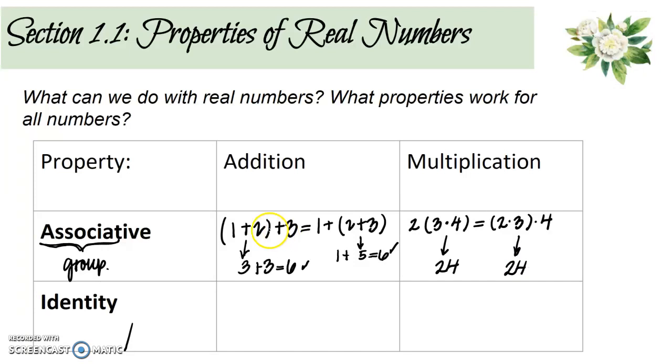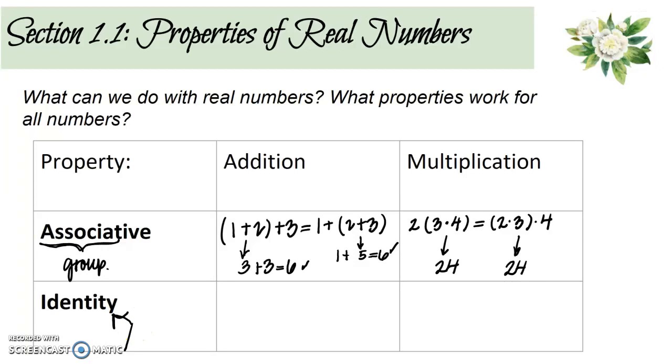Again, you want to be able to identify the properties based off of what's going on in the problem. So if you see parentheses grouping values in different ways, but it's not changing the outcome, you're definitely dealing with the associative property. So next up, we've got the identity property.